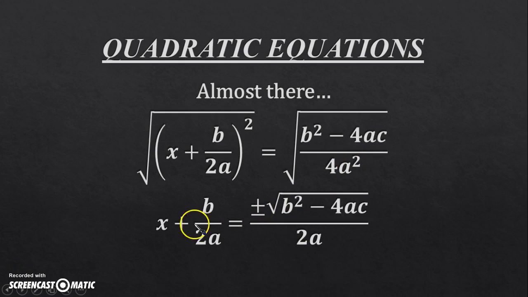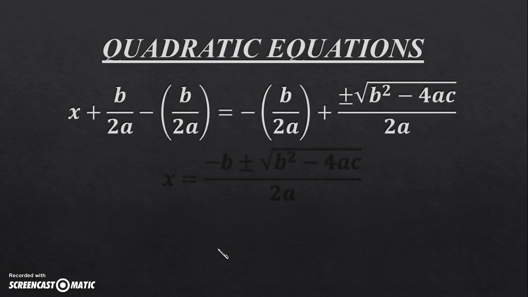So now we have x plus b over 2a equals plus or minus square root of b squared minus 4ac over 2a. Now, you have to remember that plus or minus, because you can have a negative times itself still be positive. So we're going to have plus or minus square root of that over 2a.